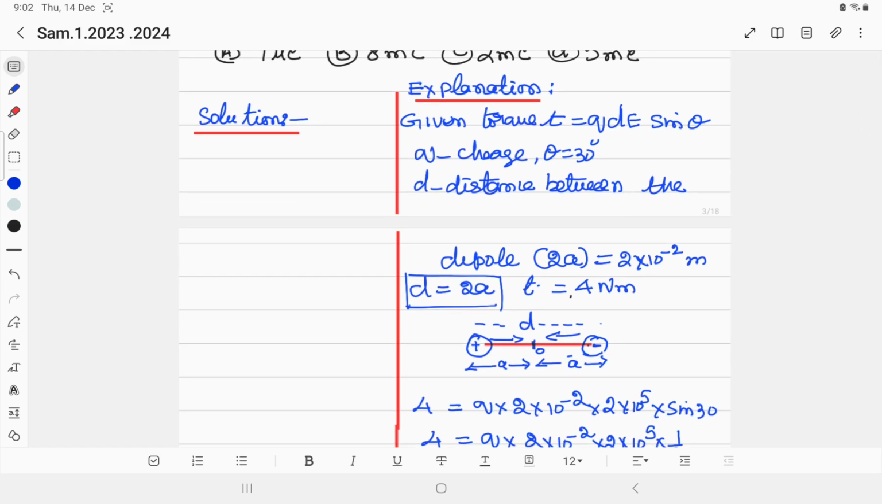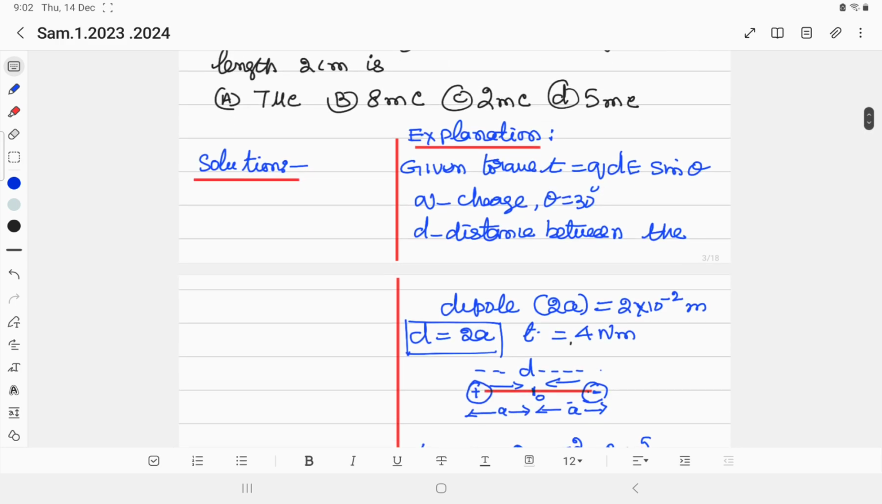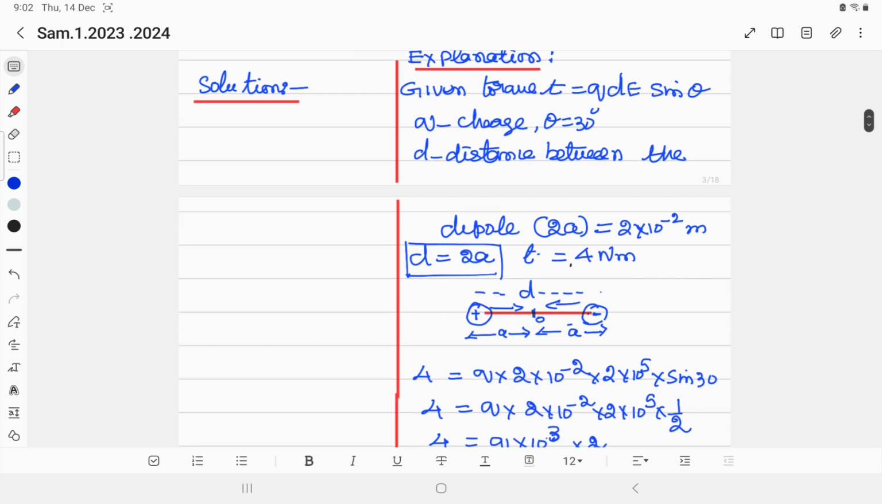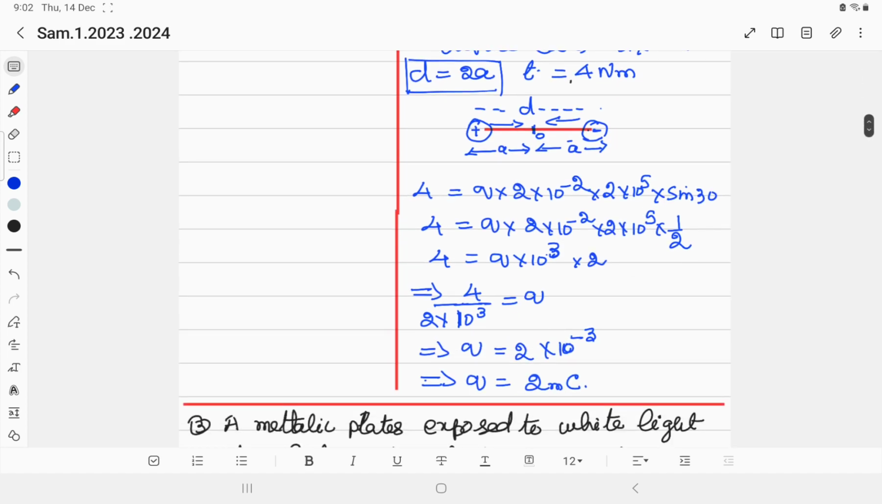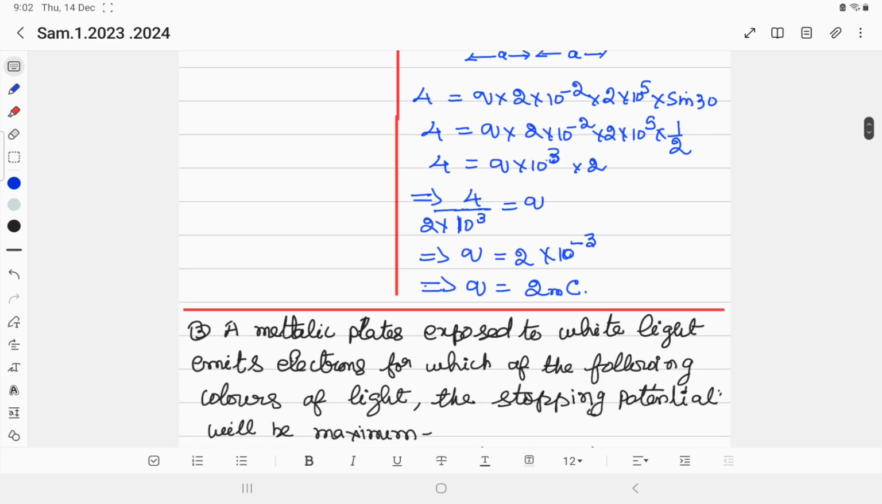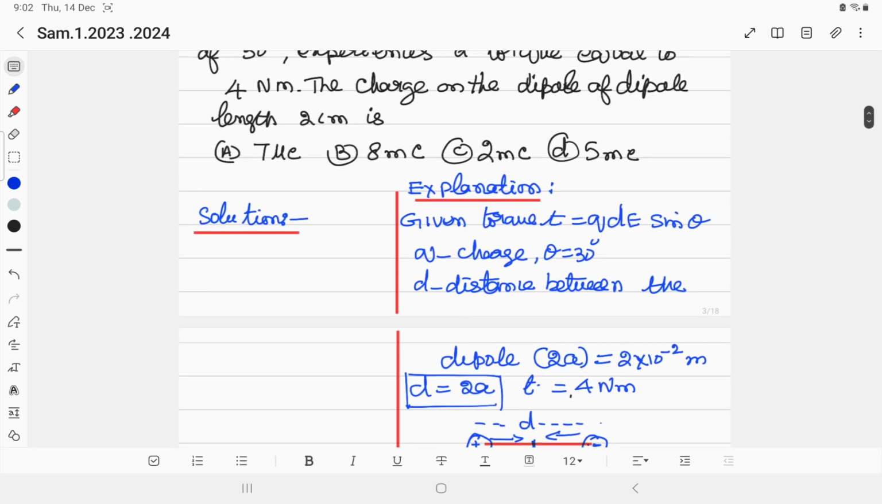Answer. Before we answer the question, we can understand the question. Given torque tau is q, d, sin theta. q is the charge, theta is 30 degrees. The distance between the dipole charges is 2a. Here it is given as 2 centimeter, that is 2 into 10 power minus 2 meter. So we use the formula. We get charge is equal to 2 mC. So the answer is C.